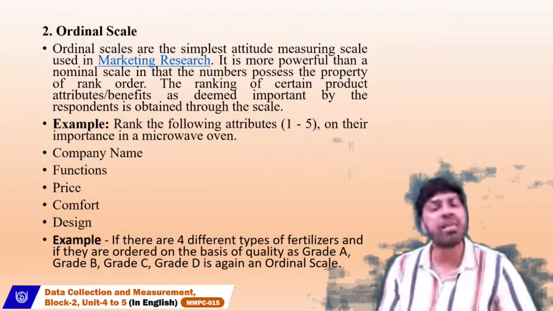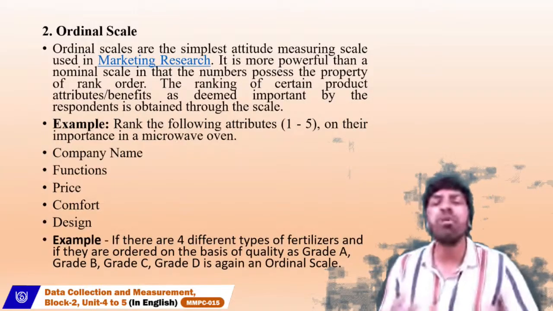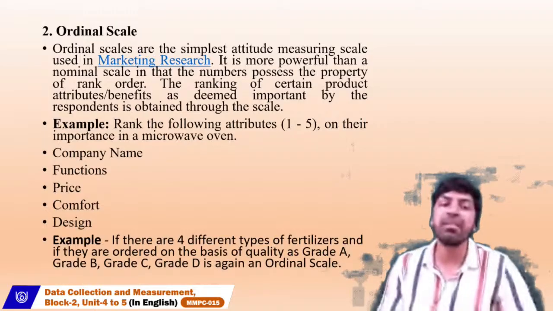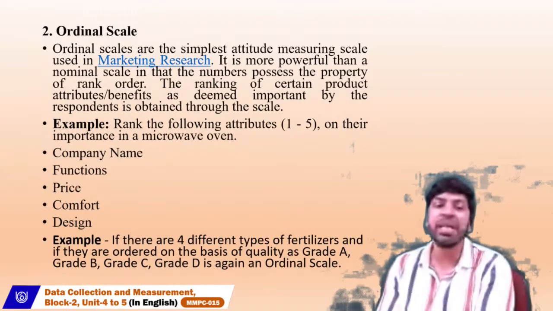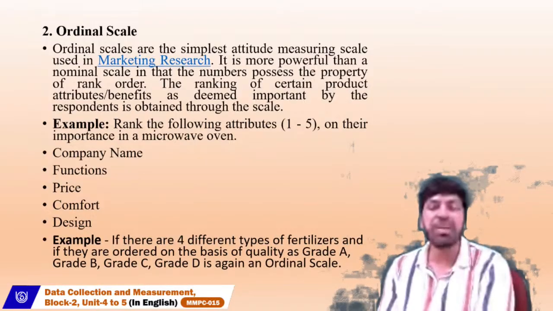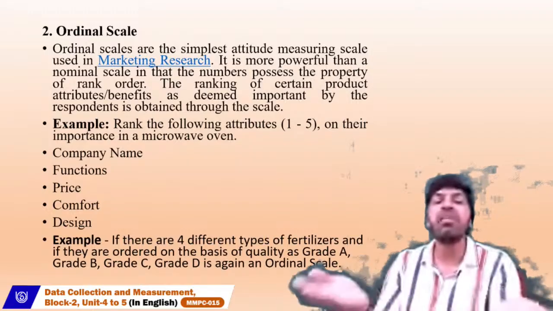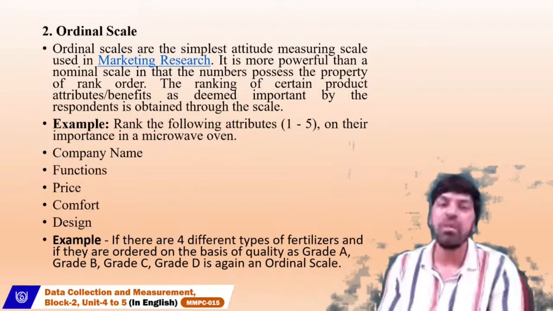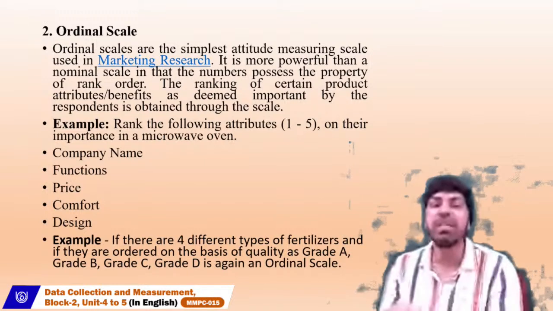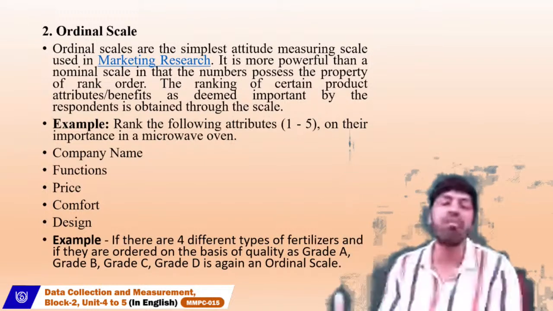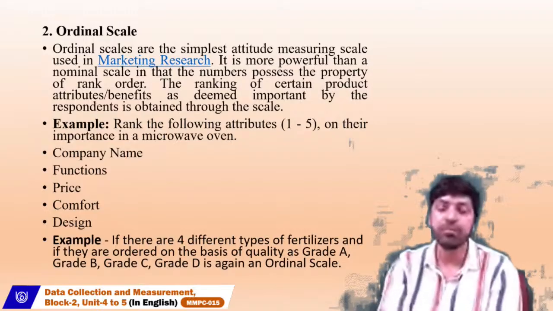We can also take another example. If there are four different types of fertilizers and they are ordered on the basis of quality, grade A, grade B, grade C, D, that is again the ordinal scale. Because after all, we are just ranking the order of product attributes, product benefits, or anything used in marketing research.